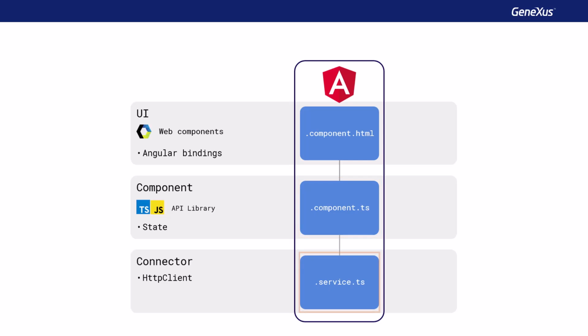The connector that communicates with the REST services of the web server is generated in a file ending in .service.ts. And Genexus uses the HTTP client to implement these communications, using the XML HTTP request. For each panel object generated, these 3 files will be created with names consisting of the name of the object to be executed, followed by the extensions that are displayed on the screen.